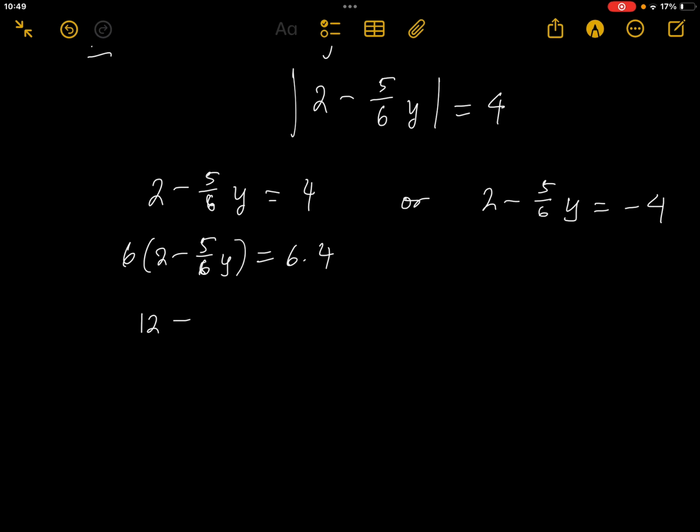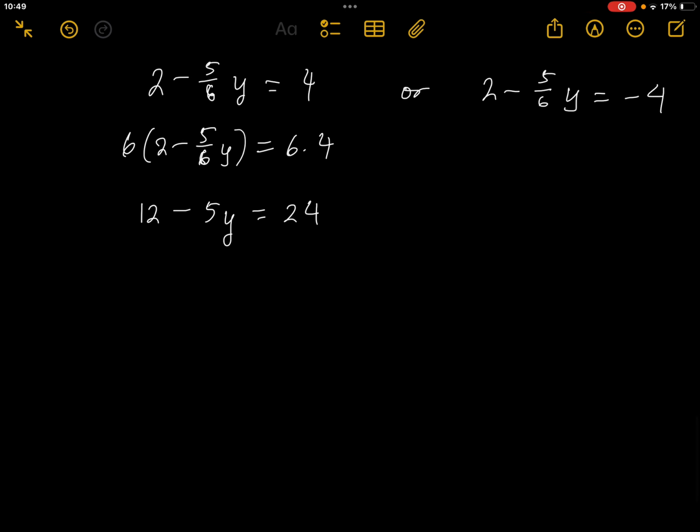6 times 2 is 12. 6 times 5/6: 6 divided by 6 is 1, 1 times 5 is 5. So you get 5y. And then 6 times 4 is 24. Now at this point, you could subtract 12 from both sides and then divide by negative 5. Since I like to have the number in front of the variable positive, I'll just add 5y to both sides. So if you add 5y to both sides, you get 12 equals 5y plus 24.